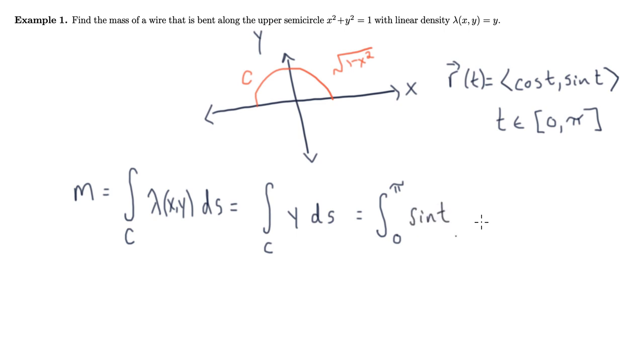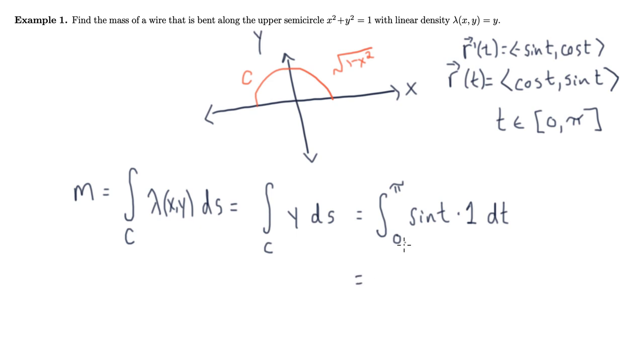Okay. And then I need to multiply by the length of the derivative. But notice that the derivative is minus sine t, cosine t, but the length of this is sine squared plus cosine squared, which equals 1. So this is just 1 dt.